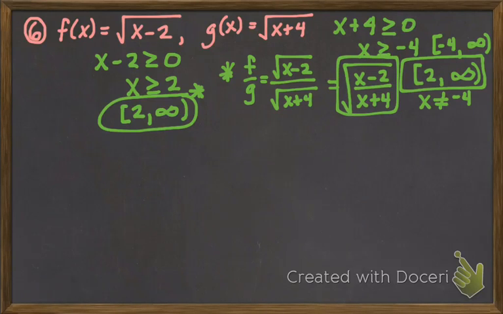So now we go again to get the reciprocal as we were instructed to do, and that is g over f.